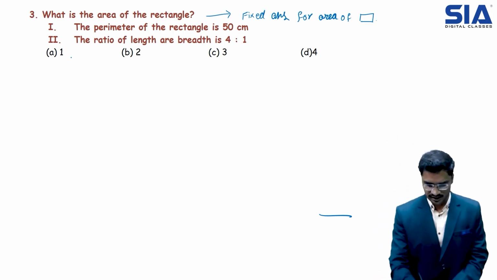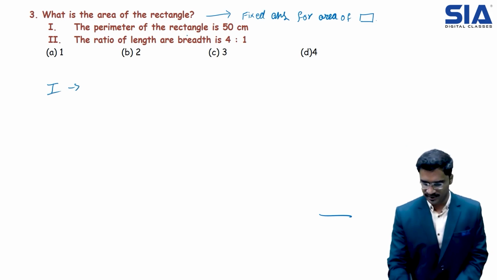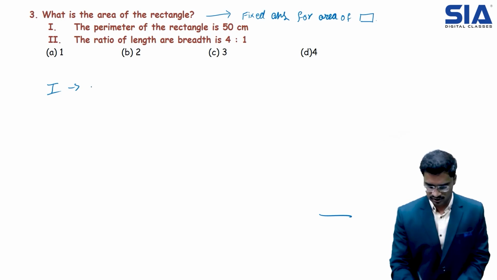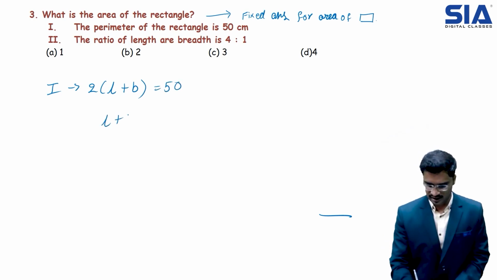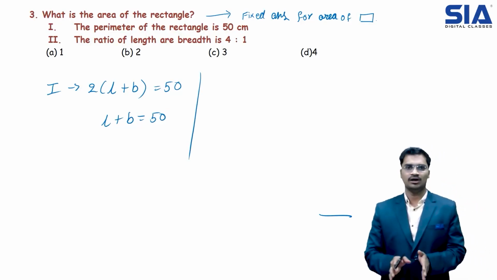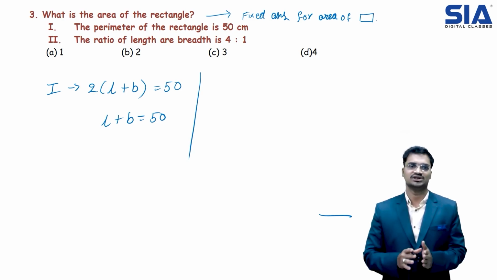So let us see the first statement. He said that the perimeter of the rectangle is 50. So the perimeter of a rectangle is what? 2 into (L plus B), that equals 50. Then I get L plus B as 25. So by using statement 1 alone, am I getting the answer? No, I am not getting the answer by using statement 1 alone.